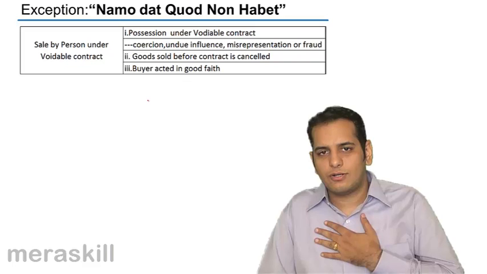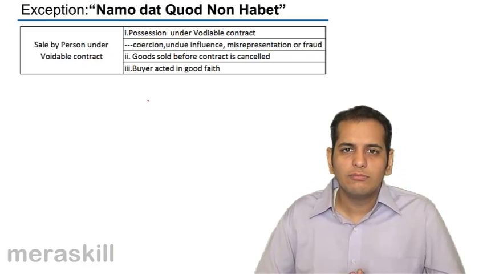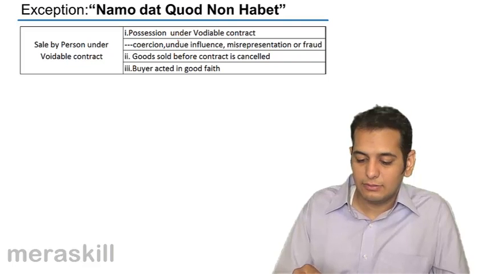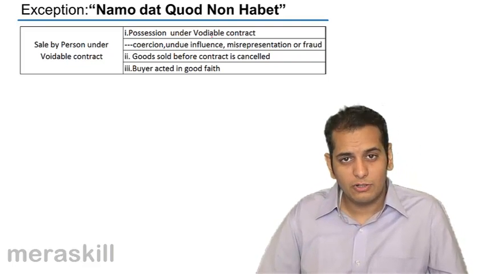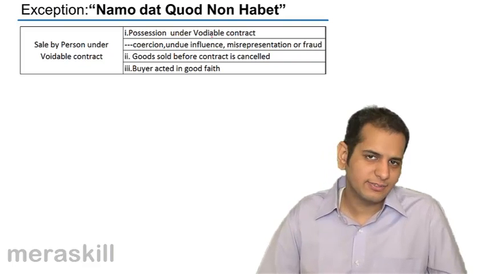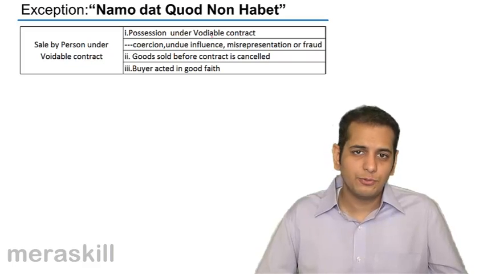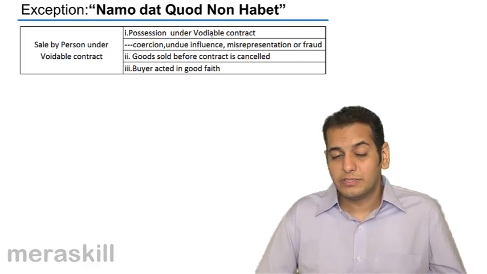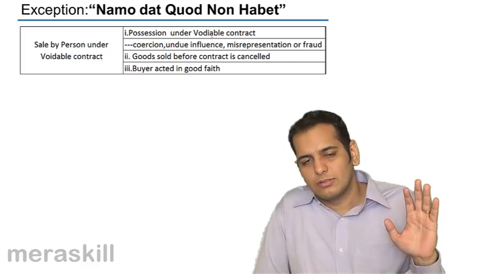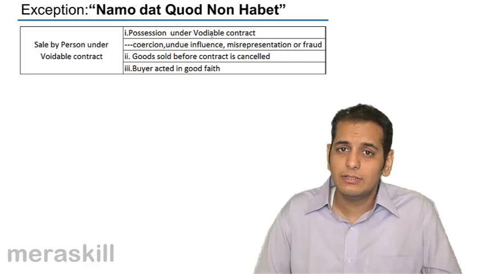If I have not cancelled the contract, or you have sold the house before I have cancelled the contract, you can always do this, and the contract would be valid. So, the conditions are: you should possess the goods under a voidable contract, that you are doing. You should sell the goods before the contract is avoided, before the contract is cancelled, that also you are doing. And the buyer should have acted in good faith. That means he should not have a doubt that you do not have the right to sell the house, or that you possess the house under a voidable contract. He should purchase in good faith. Now you would see that this is the common point. It comes in all the exceptions, that the buyer should have acted in good faith.